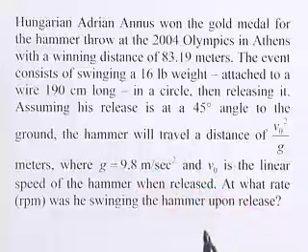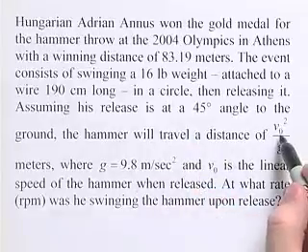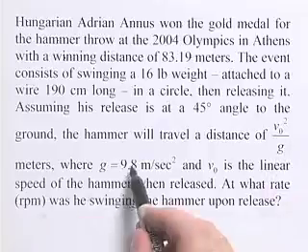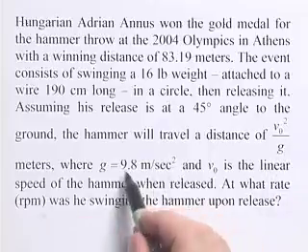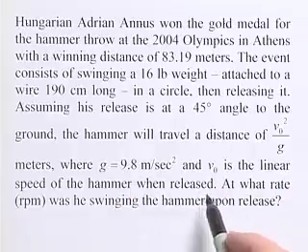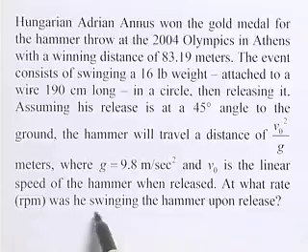Assuming his release is at a 45-degree angle to the ground, the hammer will travel a distance of v0 squared divided by g meters, where g is 9.8 meters per second squared for gravity. V sub 0 is the linear speed of the hammer when released. We want to find the rate, that's revolutions per minute, that he was swinging the hammer upon release.